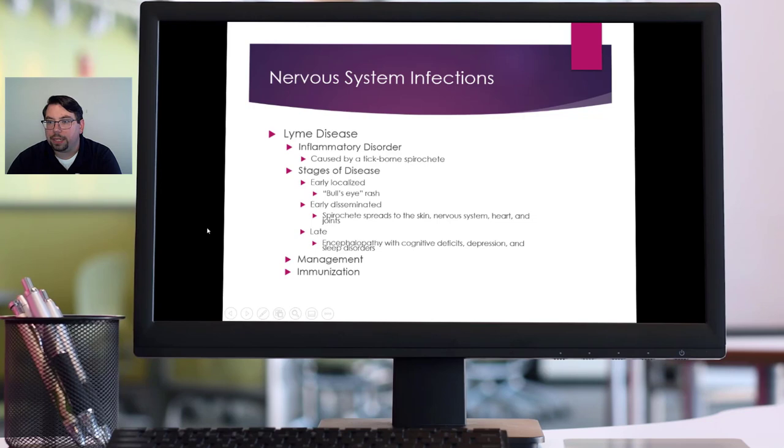Lyme disease is one typically caused by ticks. We see initially what's referred to as a bullseye rash. We want to see where that begins to spread. If it spreads, it can actually go ahead and spread to the nervous system, the heart, or even joints, and eventually up into the brain and cause a lot of different components depending if it's an early dissemination or if it's late.